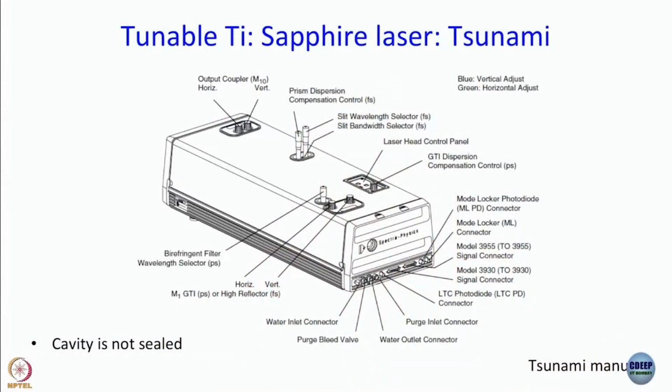Okay. Now, there are some problems with this Tsunami kind of laser. One problem is that the cavity is not sealed. So, if your lab is not absolutely dust free, dust can get in and spoil your optics, so regular cleaning might be required. Fortunately, that is not the case in our case, and that is not the case for almost all ultrafast labs in India.